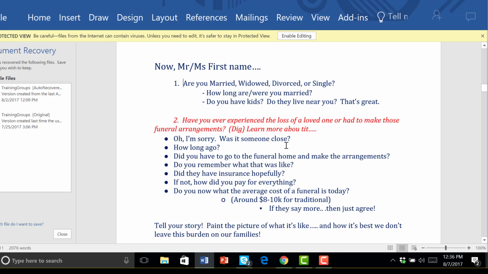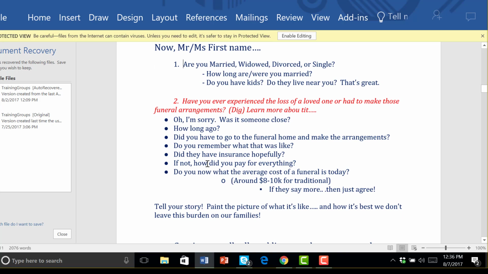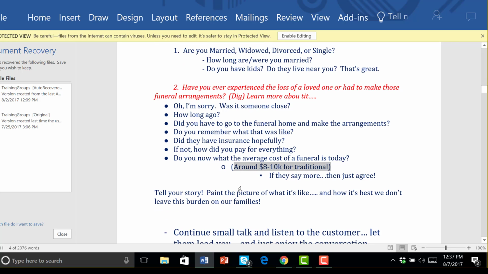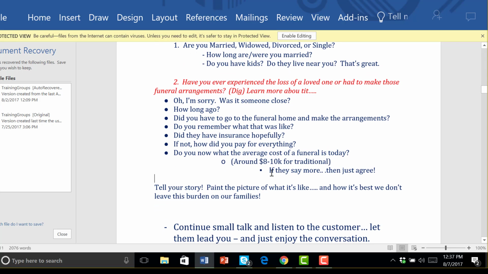I'm sorry, was it somebody close? How long ago was it? Okay? Now, do you know what the average cost of a funeral is today? And just so you guys know, the average costs are right around $8,000 to $10,000. If they say, yeah, my mom's was right around $12,000, say, yep, that's exactly what they are. They're right around $12,000.